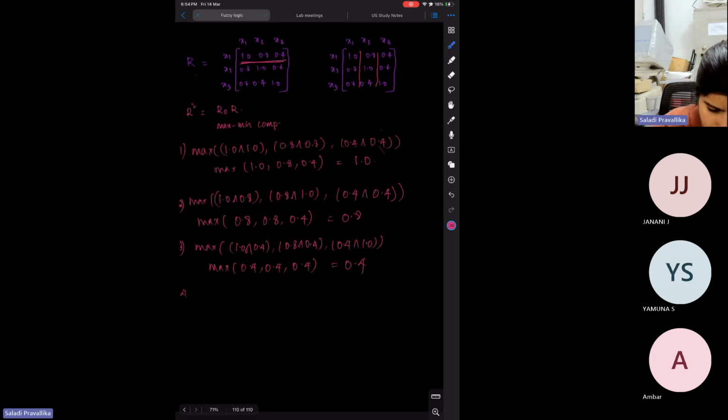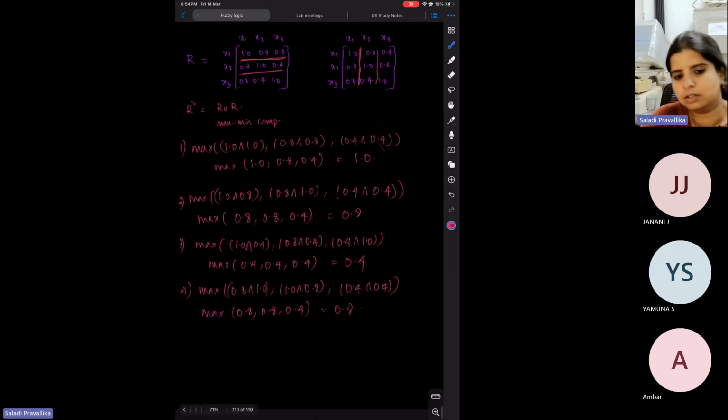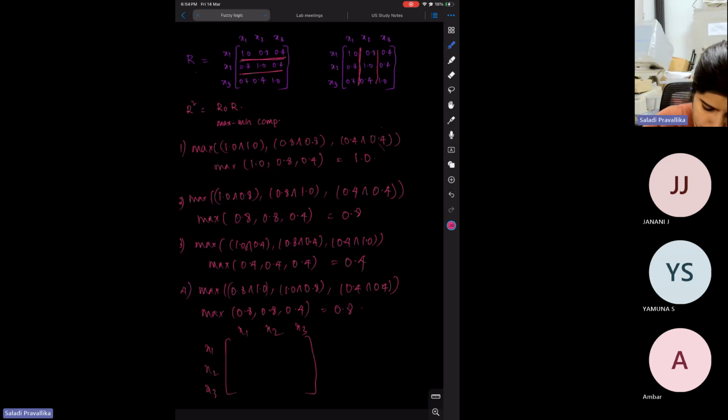Then the fourth element, we take this with this. So it's max of 0.8 intersection 1, comma 1 intersection 0.8, comma 0.4 intersection 0.4. So it's max of 0.8, 0.8, 0.4, which is equal to 0.8. So like this, you calculate for all the values. Till now I have written this is 1, this is 0.8, this is 0.4, and this is 0.8. Similarly, just do for the other elements as well.